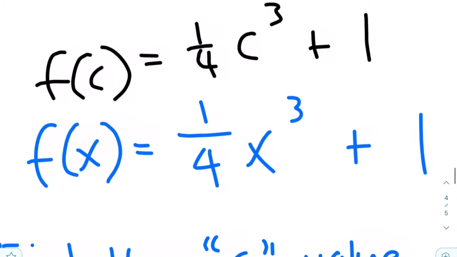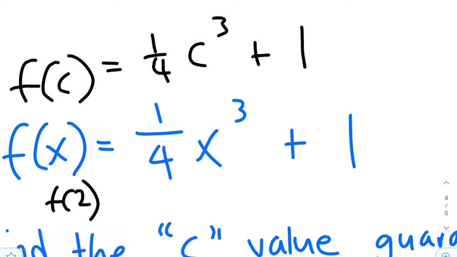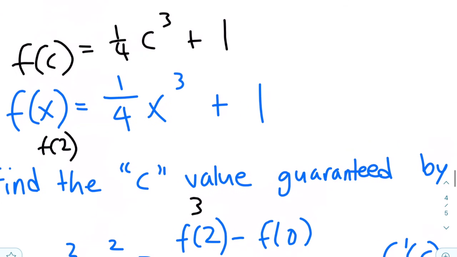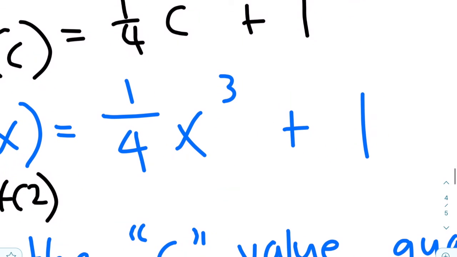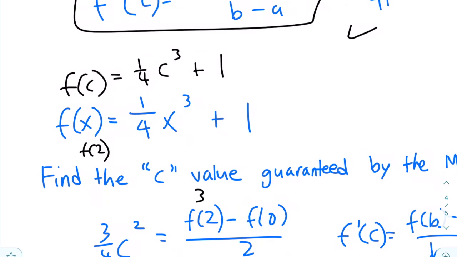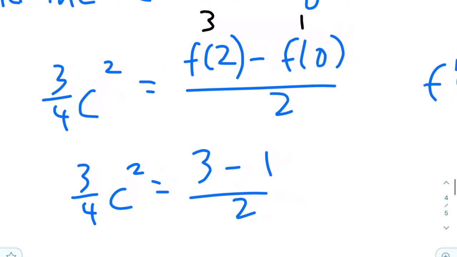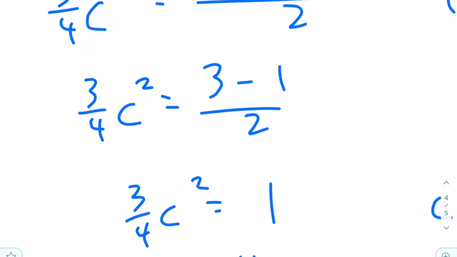Well, we have to plug into the original equation here. So f of 2 is just equal to 2 cubed, which is 8, divided by 4, which is 2, plus 1, which is 3. So f of 2 is 3. What's f of 0? Well, 0 cubed is 0, 0 times 1/4 is 0, plus 1 is 1. So f of 0 is 1. So essentially we have 3/4 c squared equals (3 minus 1) over 2.